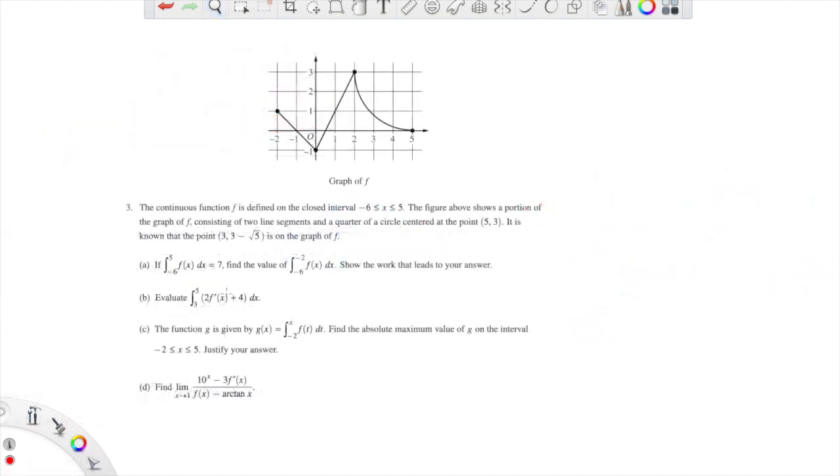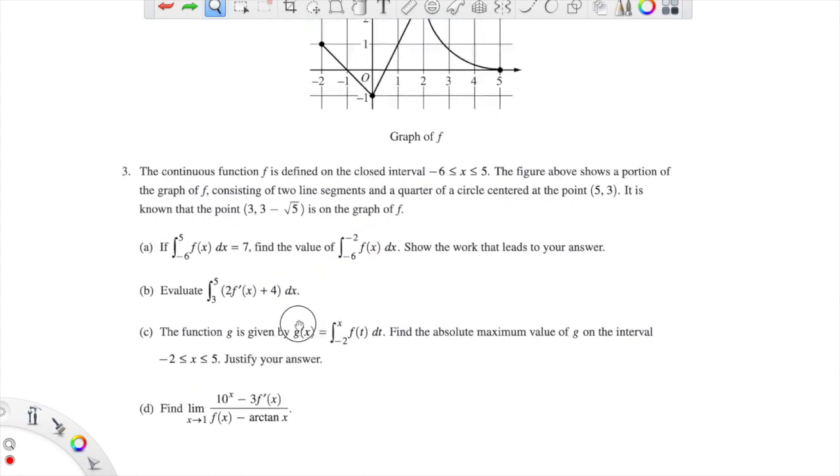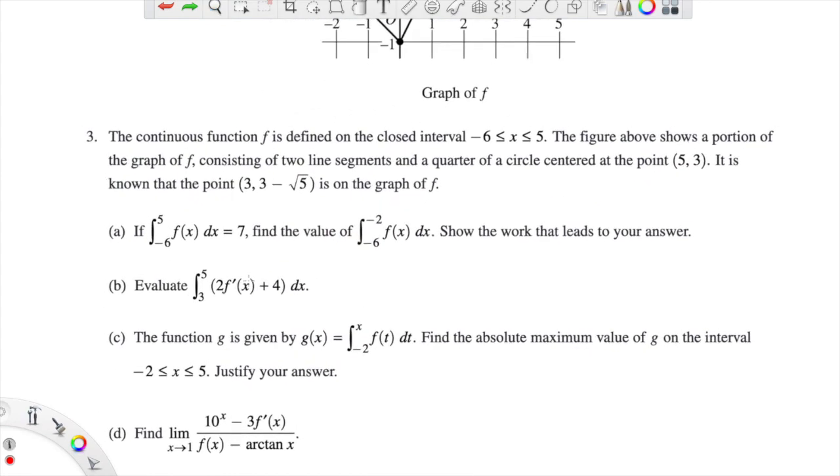All right, so for part 2, they ask us to integrate from 3 to 5, take the integral of 2 f prime of x plus 4. So we can go ahead and start solving this. We can split that up into 2 pieces, right? 2 f prime of x and then 4. And for the 2, we can factor that out. So that would be 2 times the integral from 3 to 5 of f prime of x plus the integral of 3 to 5 of 4, right?